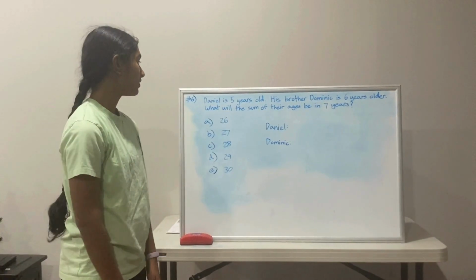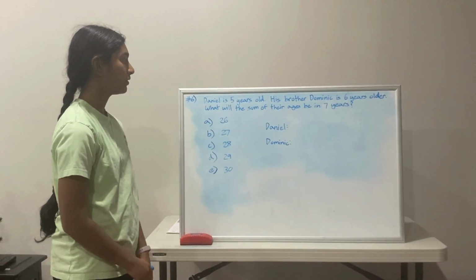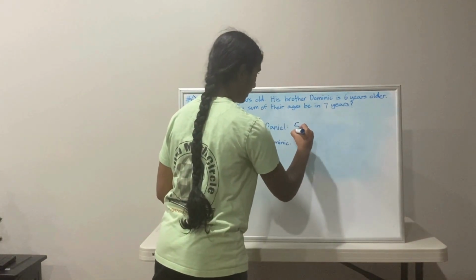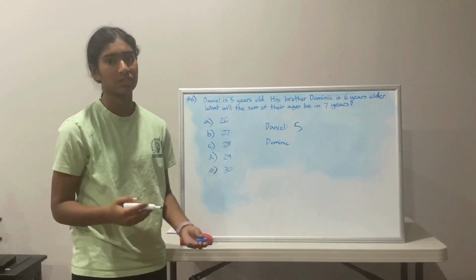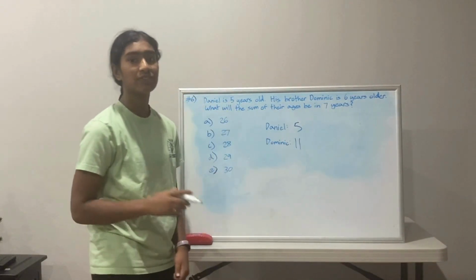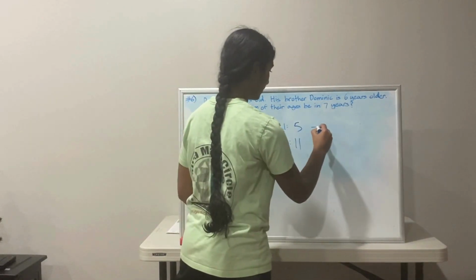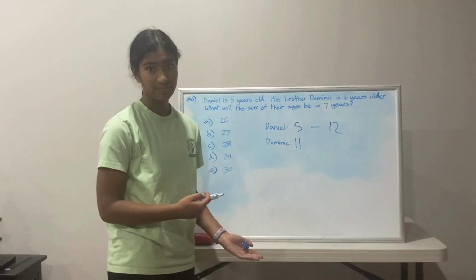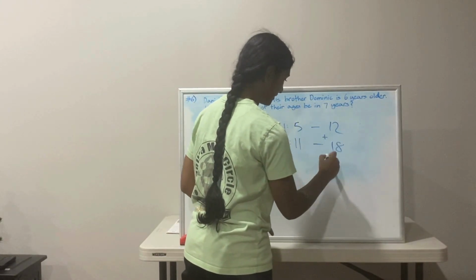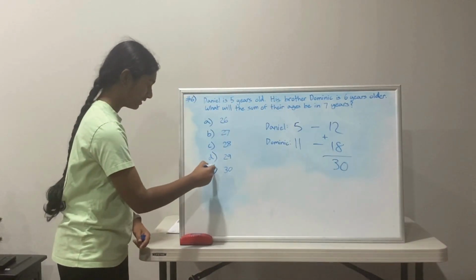Number 6. Daniel is 5 years old. His brother Dominic is 6 years older. What will the sum of their ages be in 7 years? So we know that Daniel is 5, and his brother is 6 years older, so 6 plus 5, 11. So we want to know the sum of their ages in 7 years. So since Daniel's 5, he would be 12. And since Dominic is 11, he would be 18. Add that together and we got 30. So our answer is E.